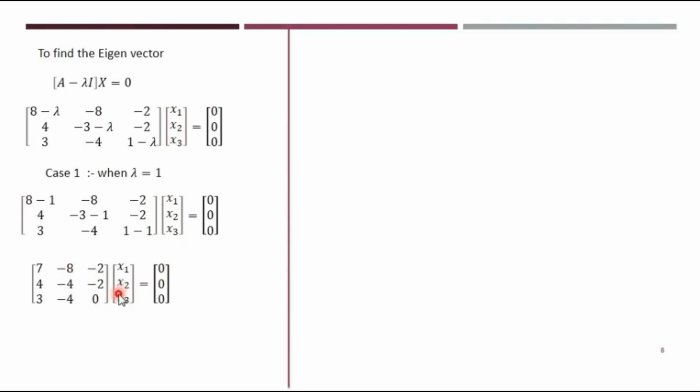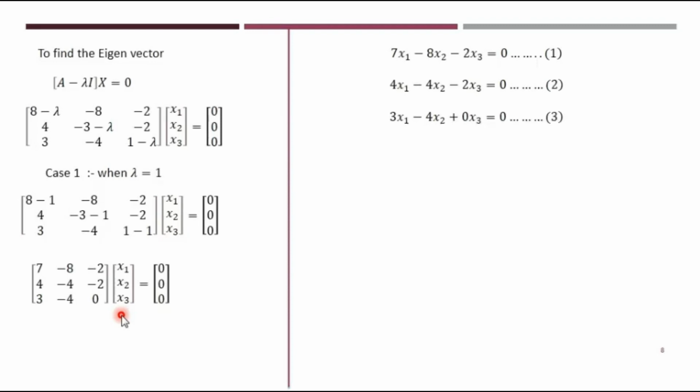So we have to convert this matrix into equations. So we will have the first equation as 7x1 minus 8x2 minus 2x3 equal to 0. First equation. Okay? Second equation, 4x1 minus 4x2 minus 2x3 equal to 0. The second equation.